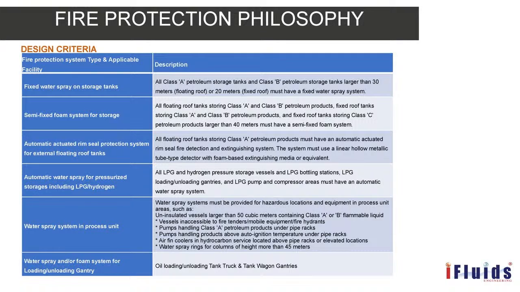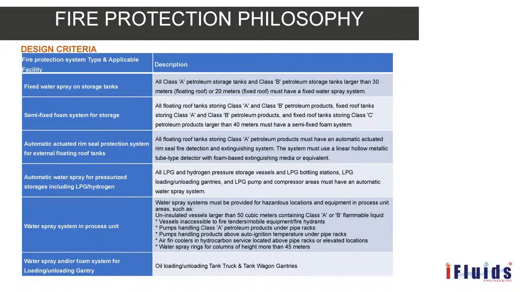A semi-fixed foam system is required for storage areas as described here, like Class A and Class B fixed roof tanks storing Class A and Class B petroleum products, and Class C petroleum products of size greater than 40 meters. If you are storing Class C petroleum products with tank diameter more than 40 meters, then only the semi-fixed foam system is required. Otherwise, only for Class A and Class B petroleum products is this semi-fixed foam system required.